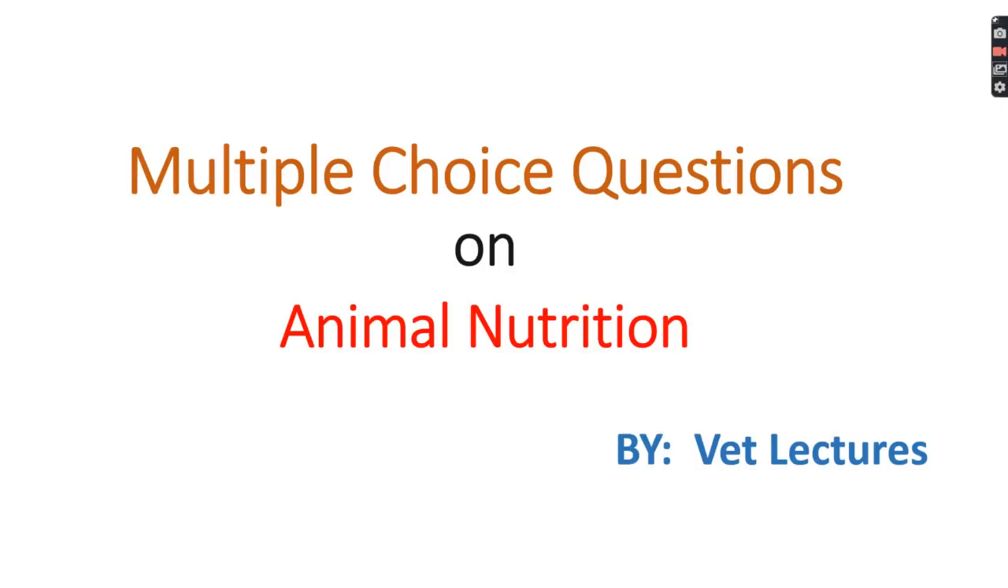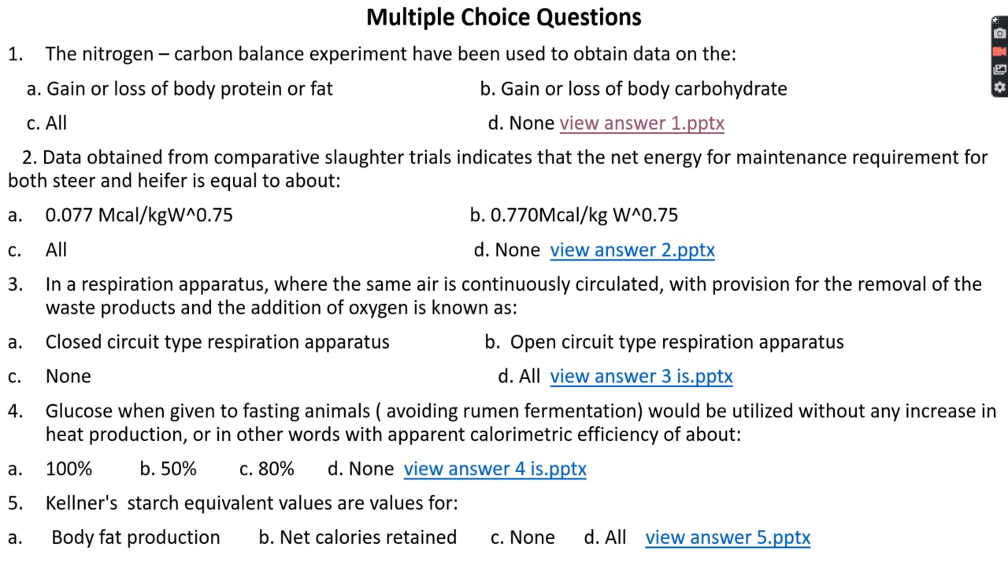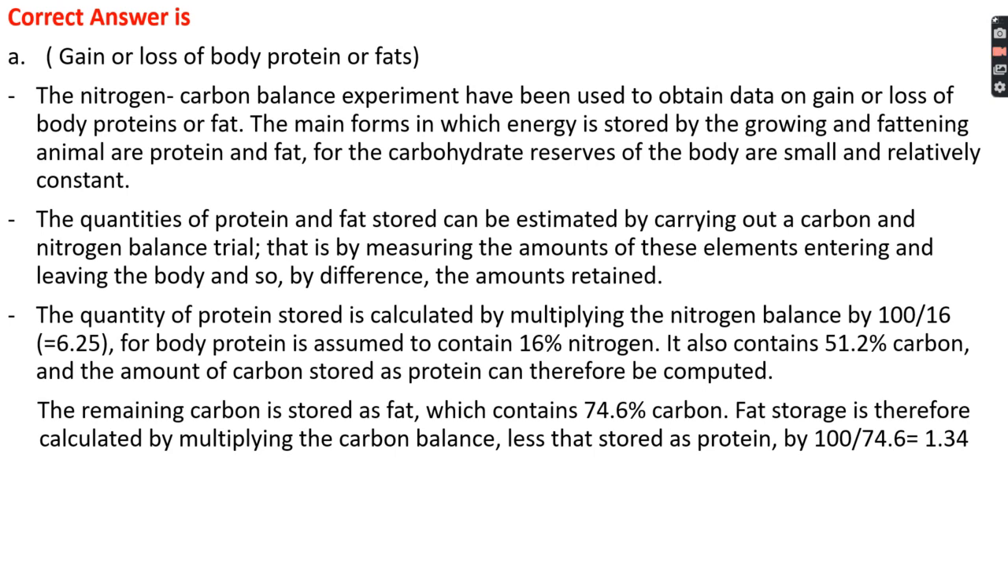Today we will discuss multiple choice questions on animal nutrition. Question number one. The nitrogen carbon balance experiment has been used to obtain data on option A, gain or loss of body protein or fat, option B, gain or loss of body carbohydrate, option C, all, option D, none. The right answer is option A, that is gain or loss of body protein or fat.